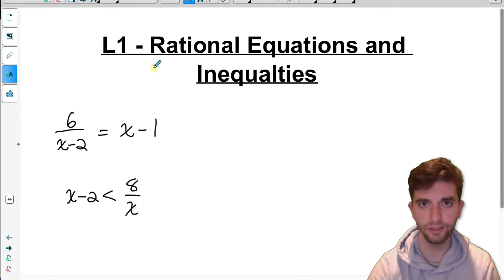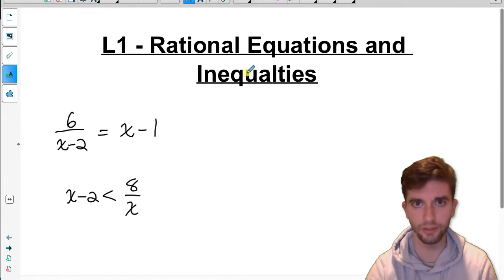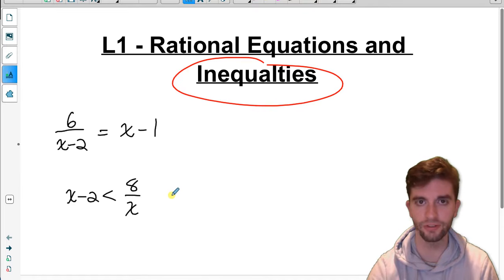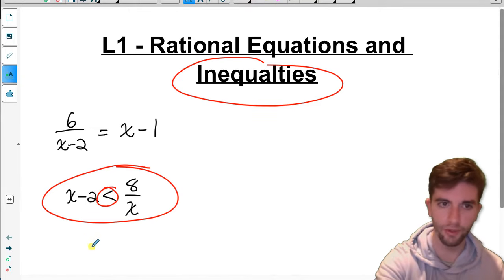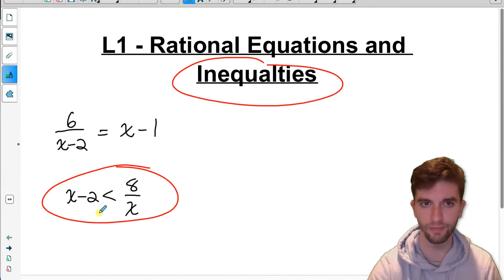Alright, this is part 2 of the lesson on rational equations and inequalities. So in this part of the lesson, we're going to focus on solving rational inequalities. Things that look like this. We have a left side and a right side separated by this inequality symbol. It could be a less than or a greater than symbol.